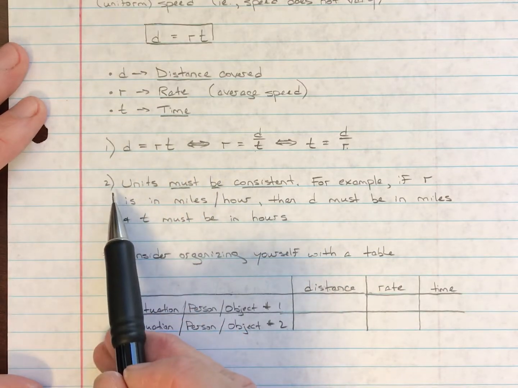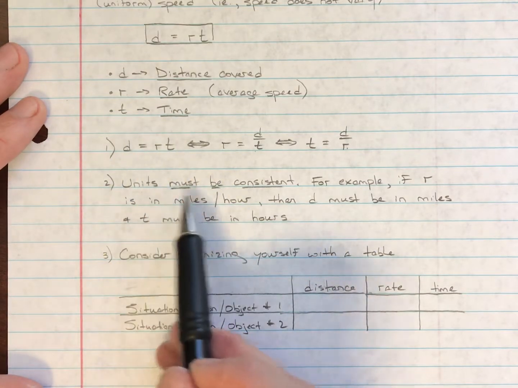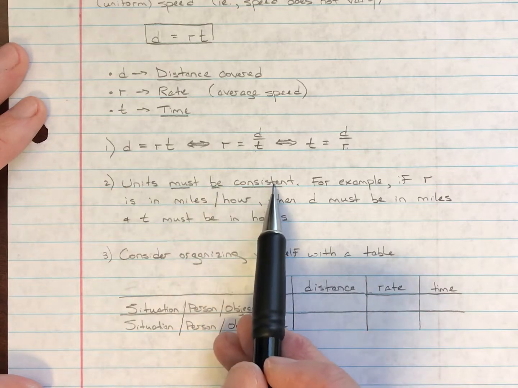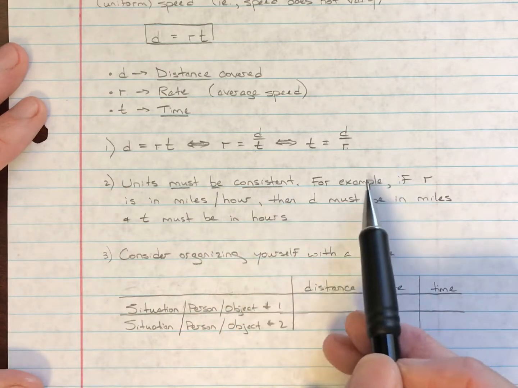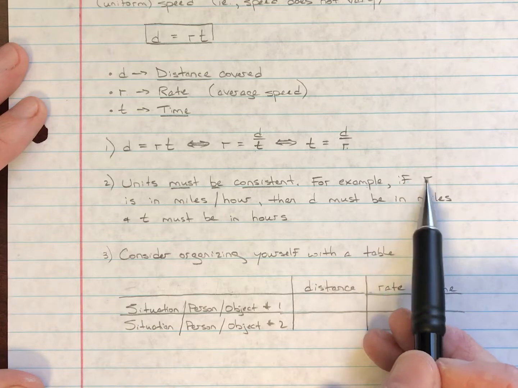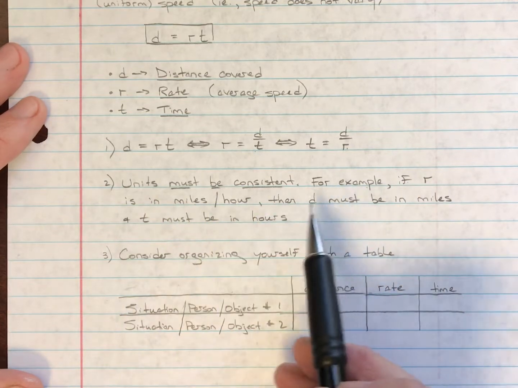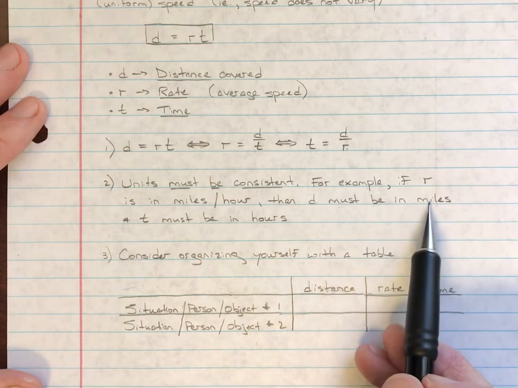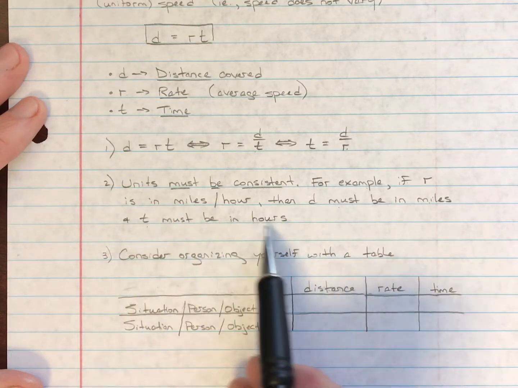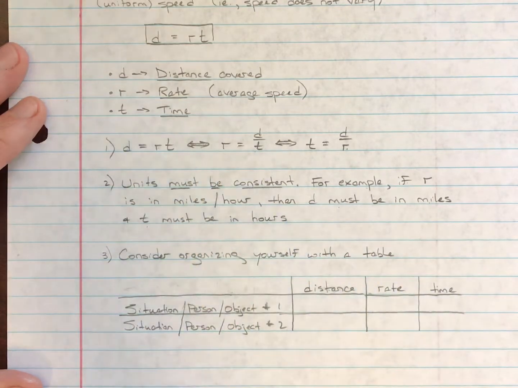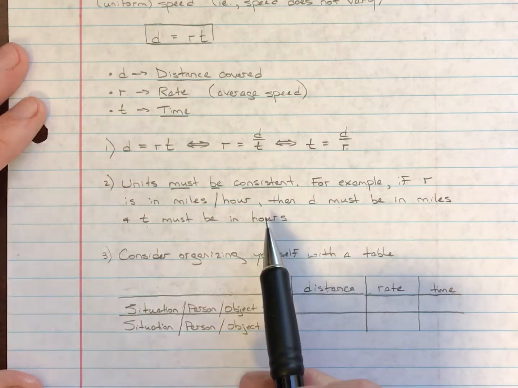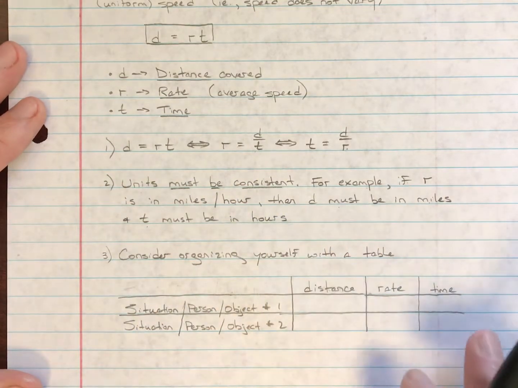The second point to remember with these problems is that your units must be consistent. Okay, so for example, if your rate is in miles per hour, then your distance must be in miles and your time must be in hours. So your units have to remain consistent.